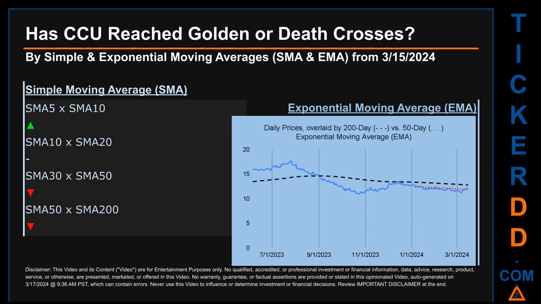For simple moving average, by comparing 50 to 200 days, we found a bearish death cross signal because the 50-day SMA crossed below the 200-day. Continuing with SMA, we looked across the 5 to 10, the 10 to 20, and the 30 to 50-day ranges to see if golden and death crosses had been reached. We found golden cross signal for the 5 to 10. We found death cross signal for the 30 to 50. We could find neither golden cross nor death cross signal for the 10 to 20.